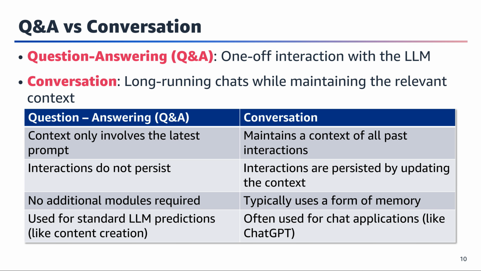Conversational AI, on the other hand, is more like having an ongoing dialogue with someone who remembers your previous interactions. This makes it ideal for more complex multi-turn interactions where context is crucial. The technical implementation differs too. Question and answering systems are simpler, while conversational AI requires additional memory mechanisms to maintain context. This affects both the architecture and use cases for each approach.